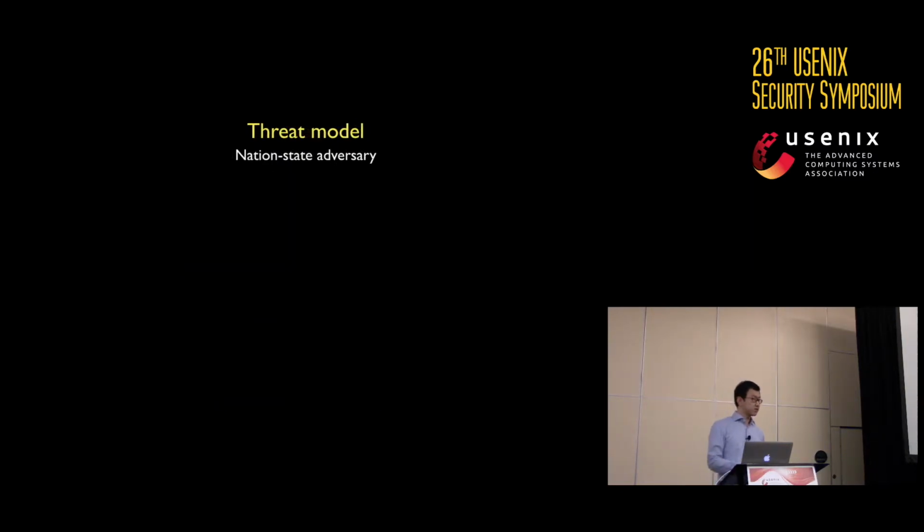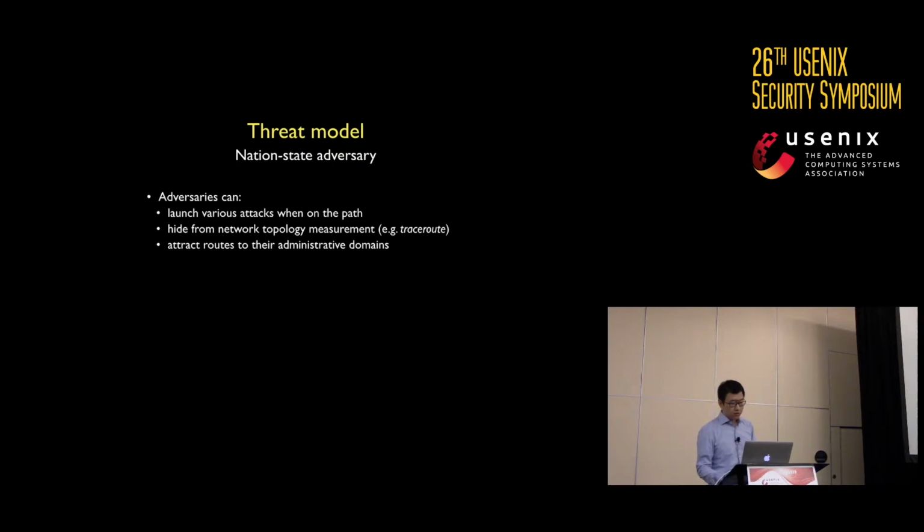Given these attacks, we consider the following threat model in our work. We consider a routing-capable nation-state adversary. We assume that the adversary can launch various man-in-the-middle attacks once they are on the path, and they have the ability to hide themselves from network topology measurement tools such as traceroute, so an observer cannot identify their appearance on the path.